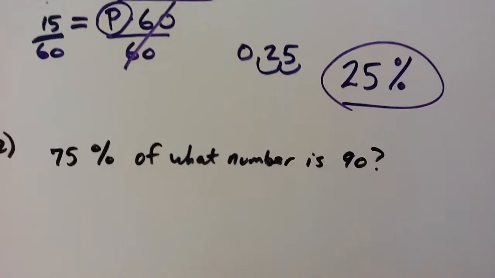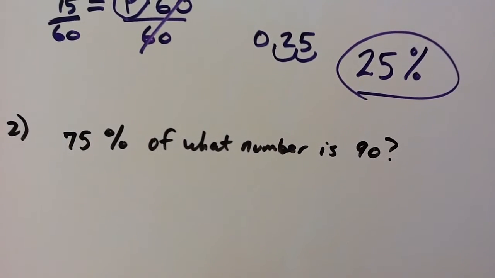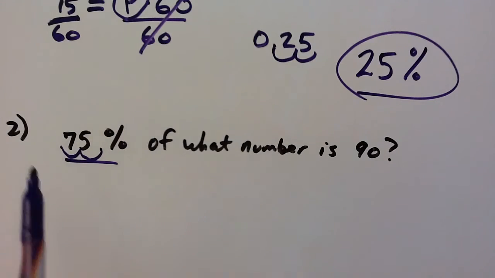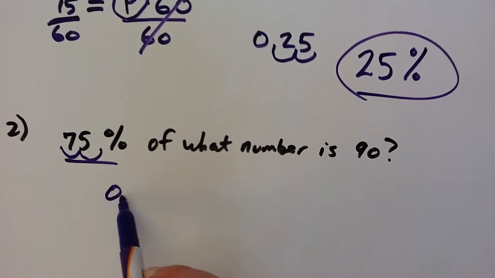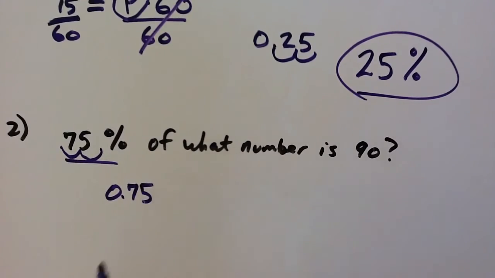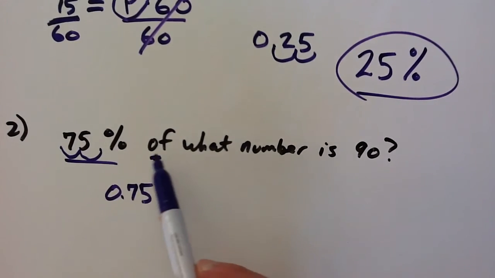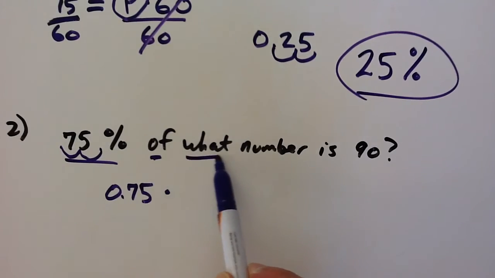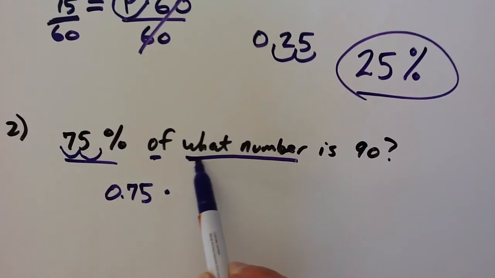Number two, it says 75% of what number is 90? Okay, whenever I put a percentage into an equation, I've got to change that percentage to a decimal by dividing by 100 or moving the decimal 2 places to the left. So 75% in decimal form would be 0.75. So I have 0.75, or 75% of, that's times. So I'm multiplying this by something. I'm multiplying this by 75% of what number? So that's my unknown.